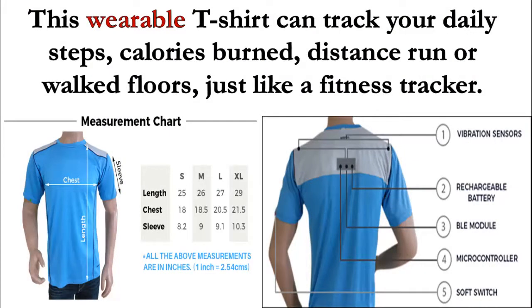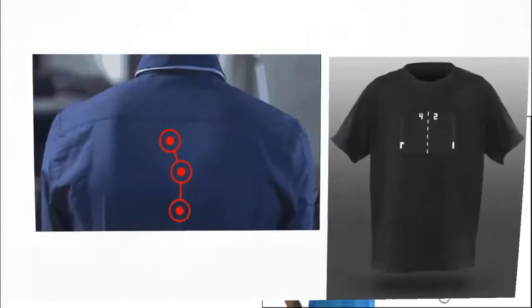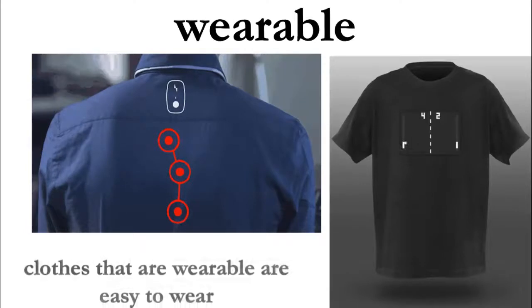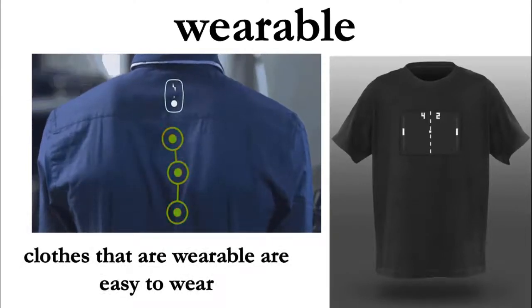The second word that we have, wearable. Let's read the example. This wearable t-shirt can track your daily steps, calories burned, distance run or walked floors, just like a fitness tracker. So this is called what here? Wearable. When I want to define the word wearable, it means clothes that are wearable are easy to wear.